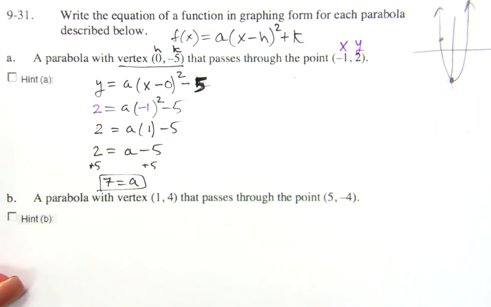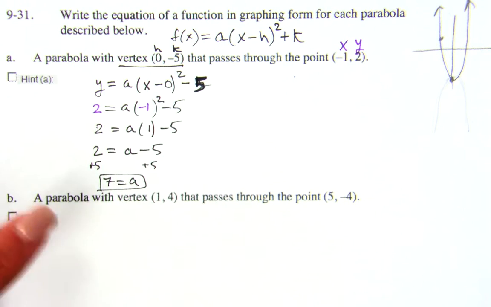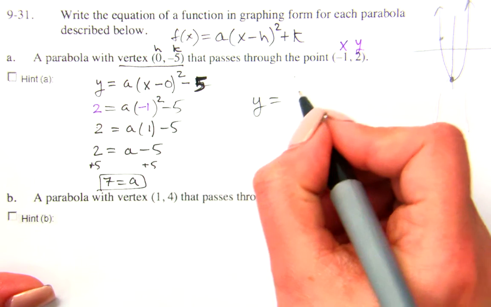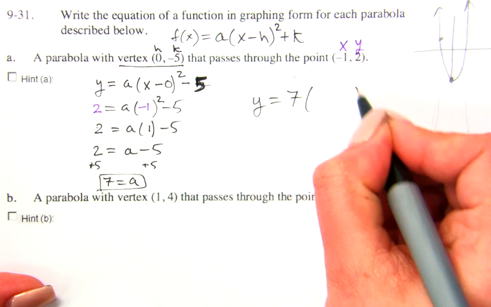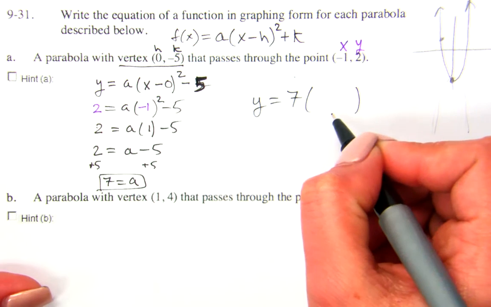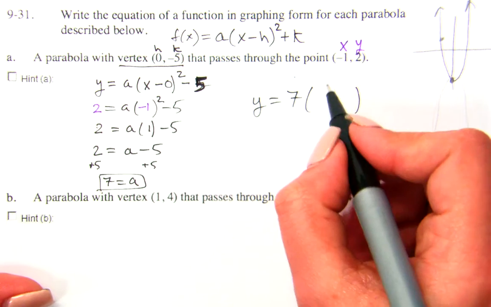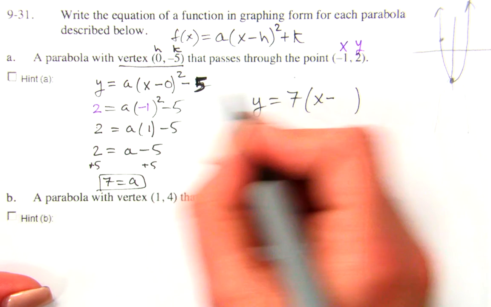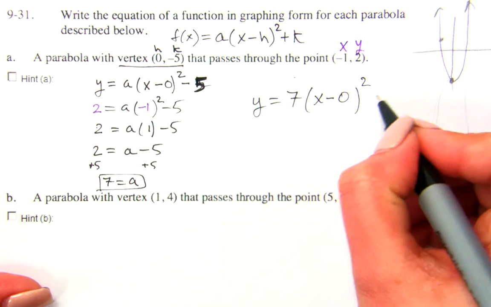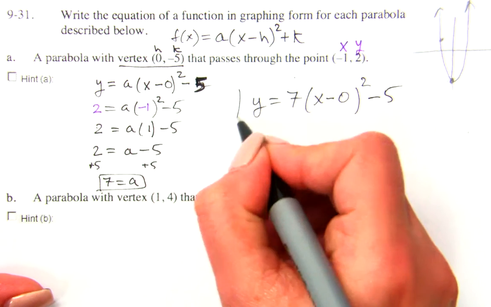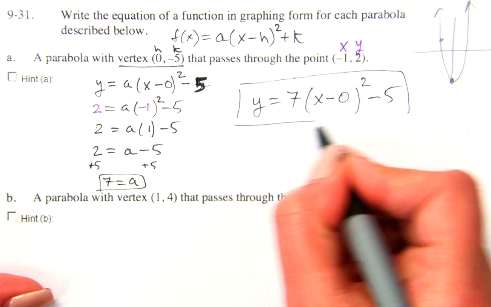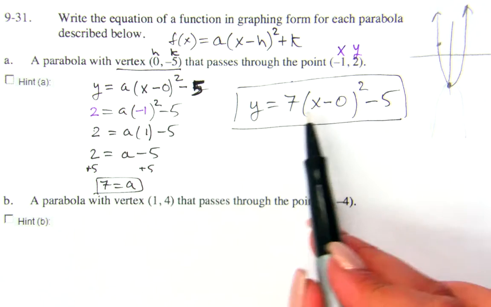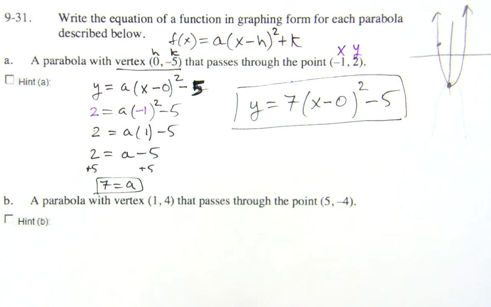And lo and behold, now I know it's an extremely skinny graph because a is 7. So as a final answer, you get y equals 7. Let's go back to the original. It's kind of like finding the mx plus b: you find the b, then go back in and plug it in. Then you get x minus, what was it, 0, I guess. I'm just going to leave the 0 there, and then minus 5. So this was the equation of the graph. It's a really skinny one, and it goes up because a is still positive.